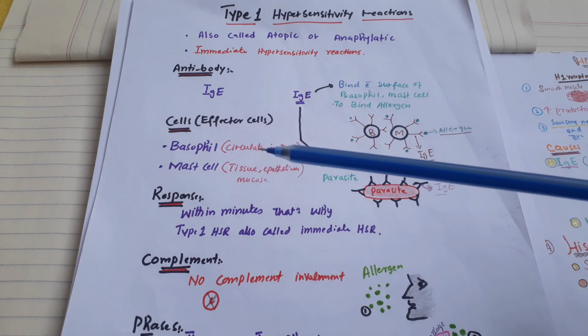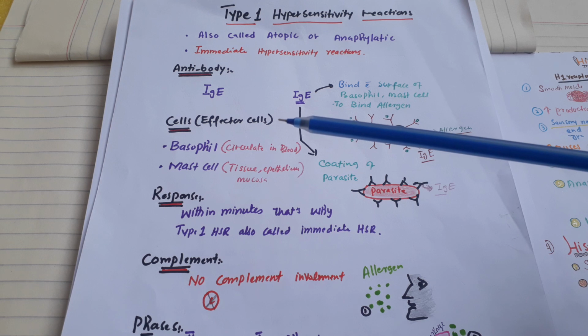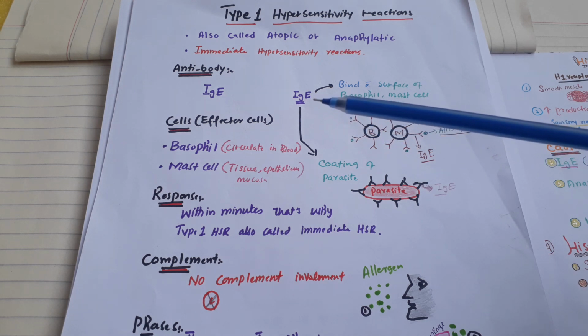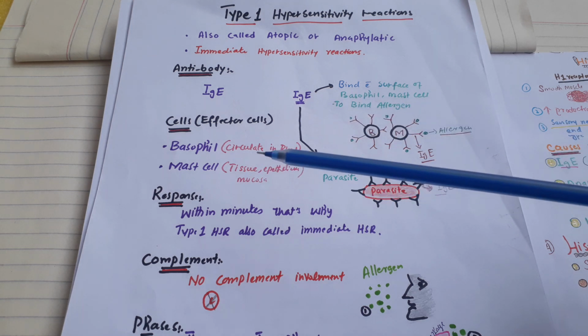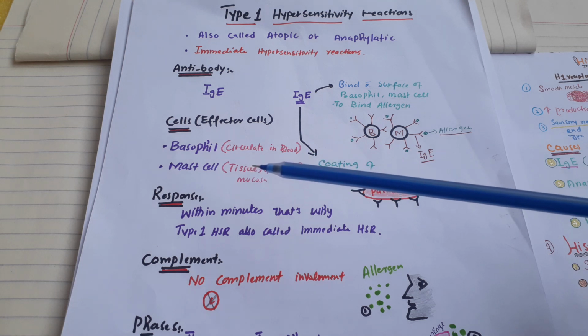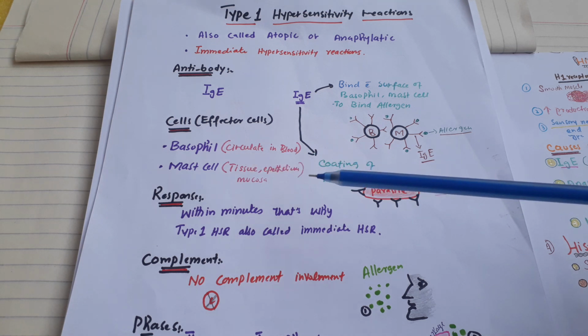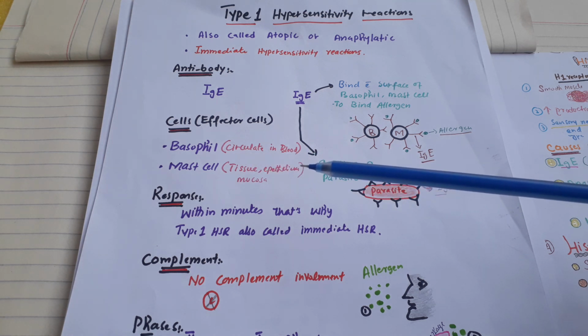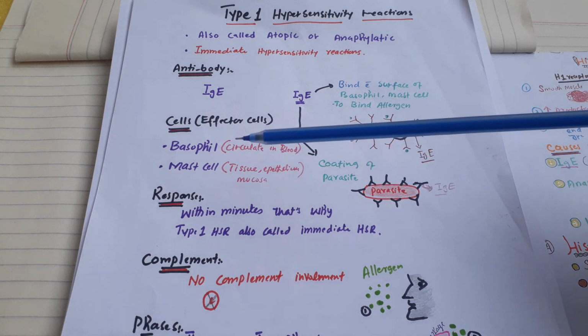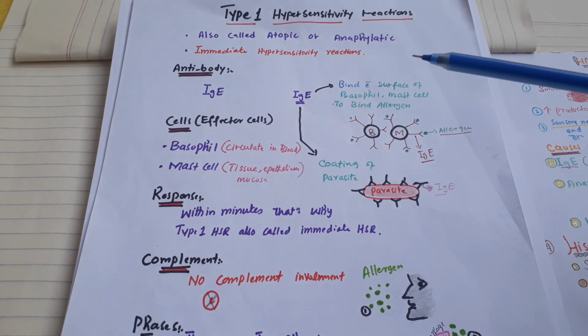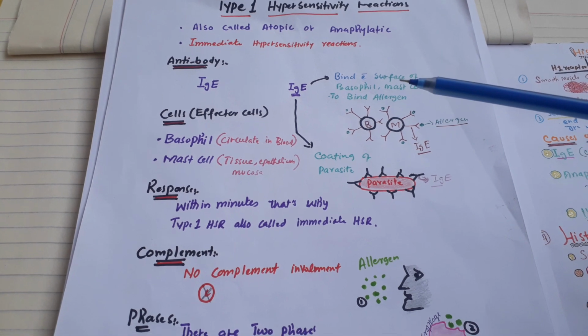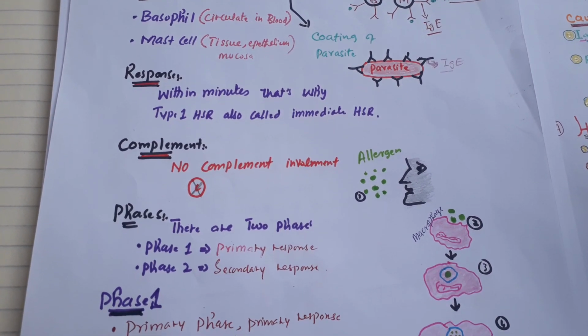There are two effector cells of type 1 hypersensitivity reaction. One is called basophil, which is in the circulation, and the other is called mast cell, whose location is in tissue, epithelium and mucosa. Please watch my last videos on basophil and mast cell. Now the complement system: there is no complement system involvement.